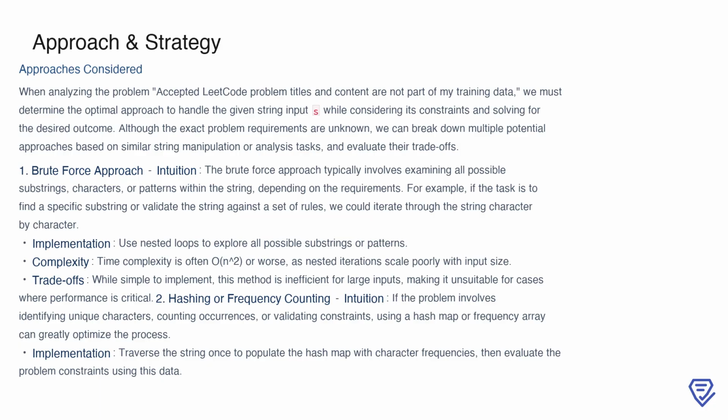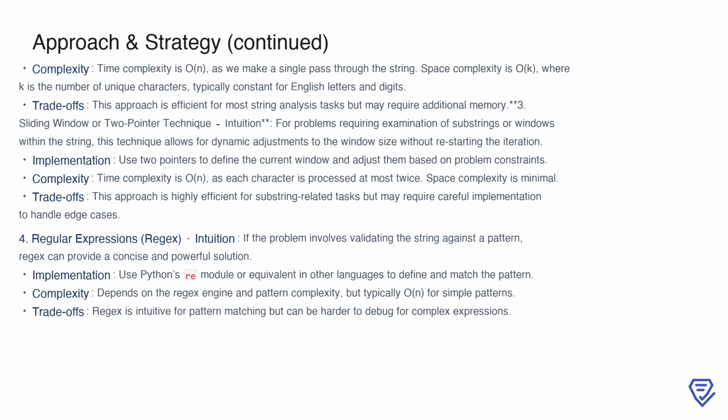This significantly reduces the time complexity compared to brute force, making it a much more scalable option for larger inputs. The hashing or frequency counting approach operates with a time complexity of n, since the string is processed in a single pass, and a space complexity of k, where k represents the number of unique characters, which is generally constant for English letters and digits. This efficiency makes it a powerful tool for most string analysis problems, though it does require additional memory for the hash map or frequency array.